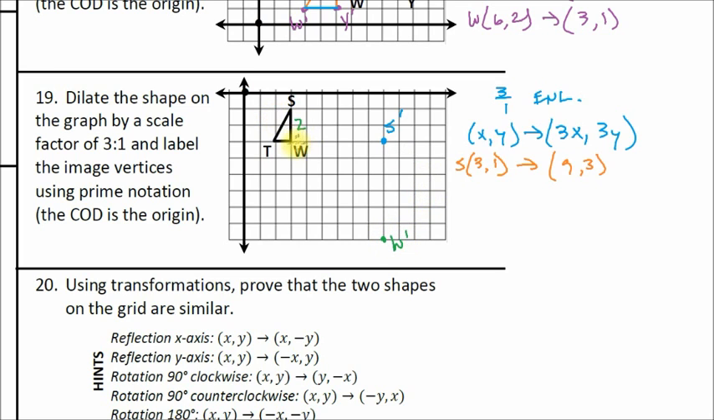And now let's go to T. The distance from W to T was 1. We've got to triple that. Now it's got to be 3. 1, 2, 3. And there is my T prime. So there it gives you a little bit faster way.